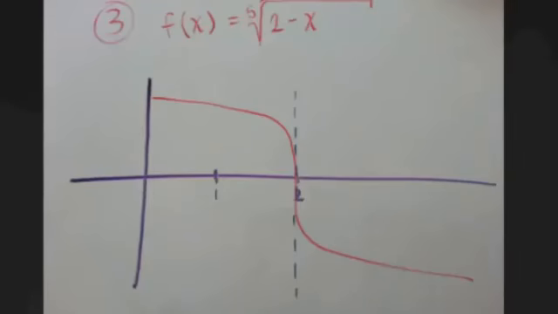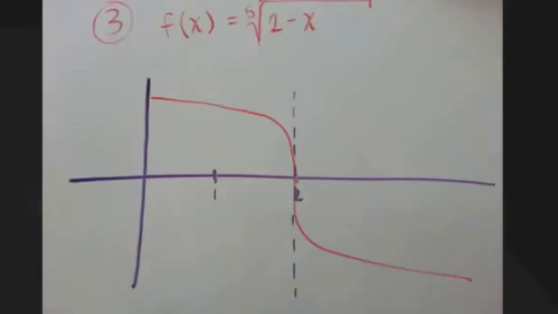Example number 3, functions with vertical tangent lines. F of x equals the fifth root of 2 minus x. This function is pretty complicated, so for this one, let's go straight to graphing it to observe the vertical tangent line. We can see on the graph that at x equals 2, the function makes an extremely steep decline. Making a tangent line at x equals 2, we can see that the tangent line is vertical, making its slope undefined.